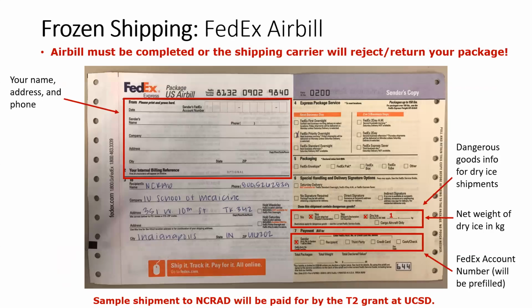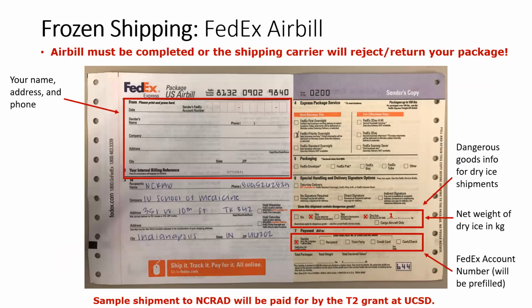So also going on the outside of your shipper will be the FedEx air bill. Again, this is something that needs to be fully completed, or again, they might reject or return your package. So in the top left corner, you'll be asked to fill out your name, address, and phone number. In the bottom right-hand corner, you're asked to fill out the dangerous goods for dry ice. So you'll need to mark that, yes, I have dry ice in this package, and this is another place to put the weight of dry ice in kilograms.